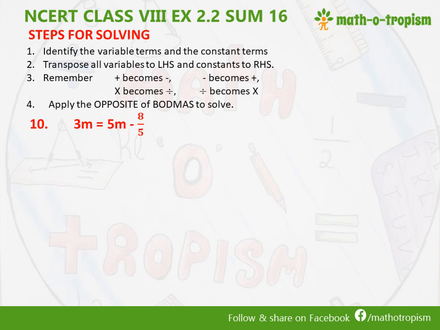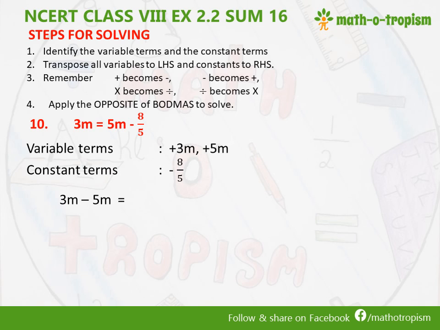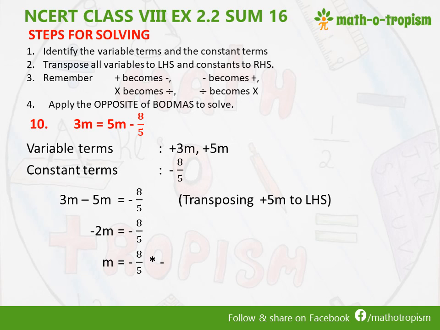The last one is 3m = 5m - 8/5. So the variable terms are 3m and 5m. The constant term is -8/5, and then 3m - 5m = -8/5 when we bring the 5m to the left hand side. Then it becomes -2m = -8/5. So m = 8/5 into, when we take the -2 from multiplication to division, it becomes -1/2.